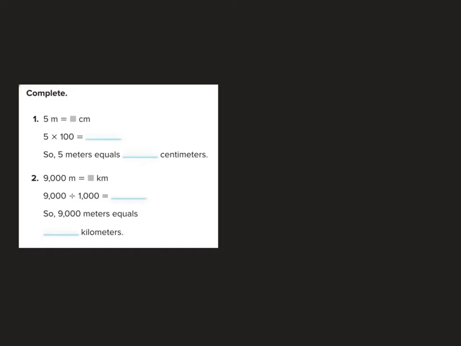Okay, complete. I can't read it. Oh, there we go. Okay. 5 meters is the same as blank centimeters. Well, I know 1 meter equals 100 centimeters. So that means I need to do 5 times 100 to get 500 centimeters. So 5 meters equals 500 centimeters.